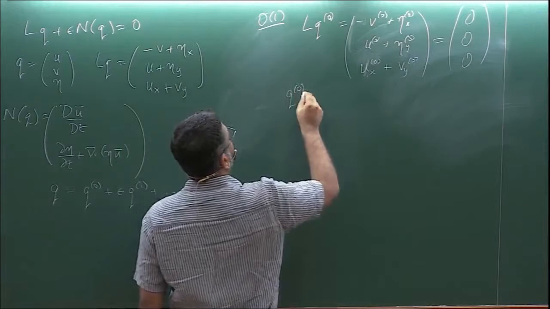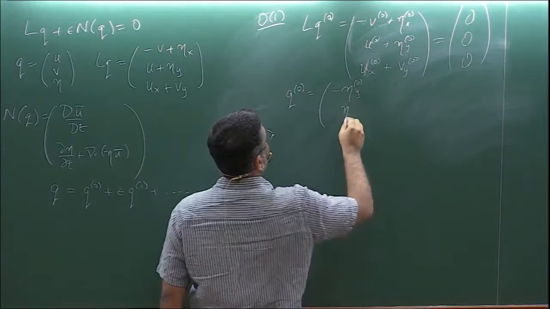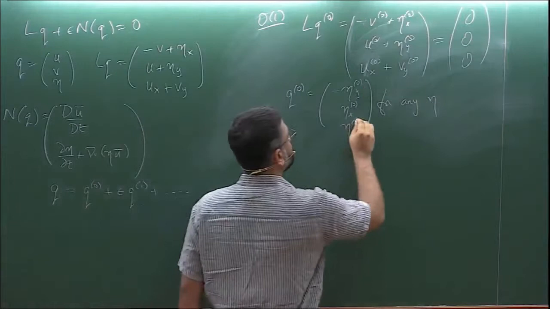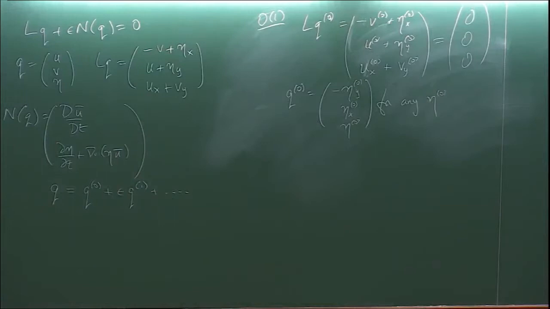Q naught can be written basically as minus eta naught y, eta naught x, eta, for any eta naught. Right? So that's clearly just solving for each component. Any questions about that? Very good.